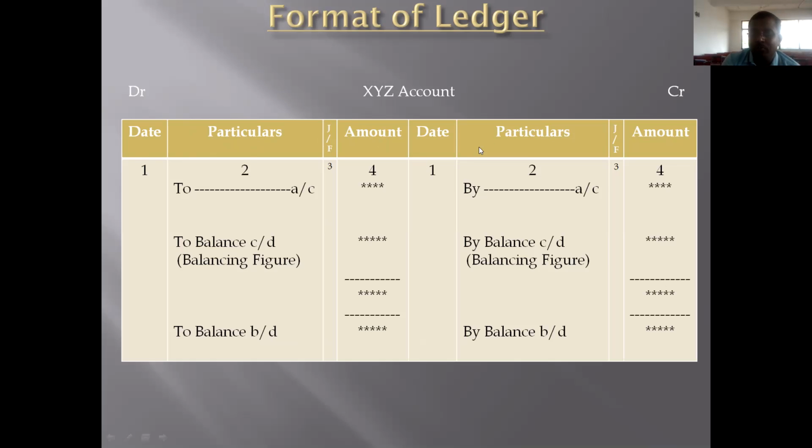Again, you will find a similar kind of format on the credit side also. I told you that it is divided into two sides, and on each side you are going to find four columns. Understood? And the names of the columns on both sides remain the same. First column is meant for date, second column is meant for particulars, third column is meant for journal folio, fourth column is meant for amount. Similarly, the credit side also has date, particulars, journal folio, and amount. So this is the format of ledger.